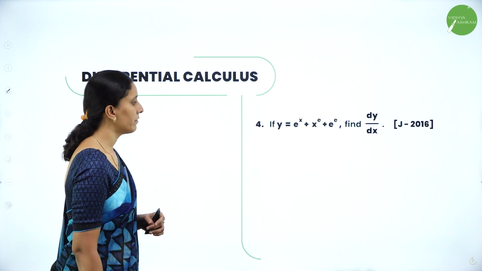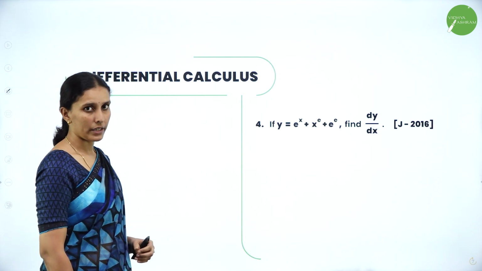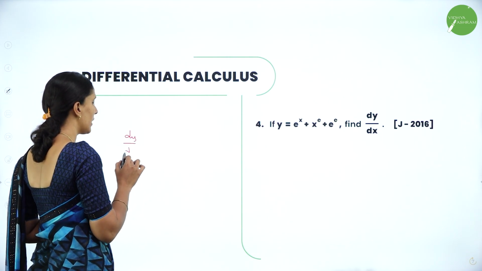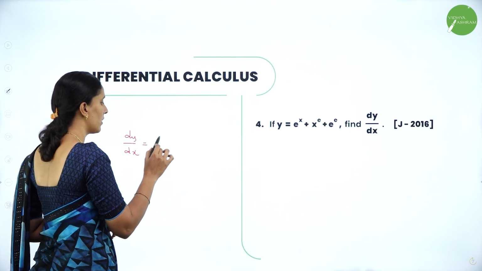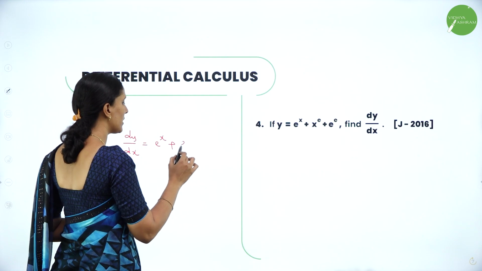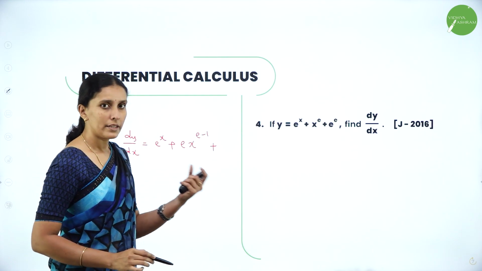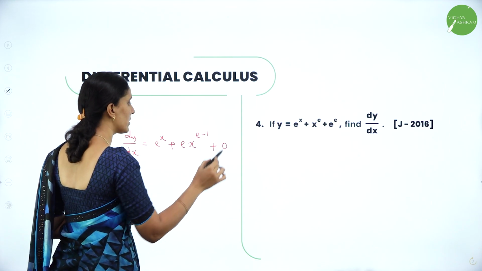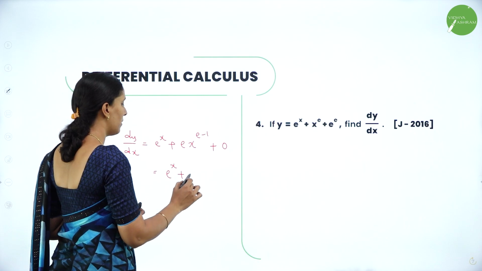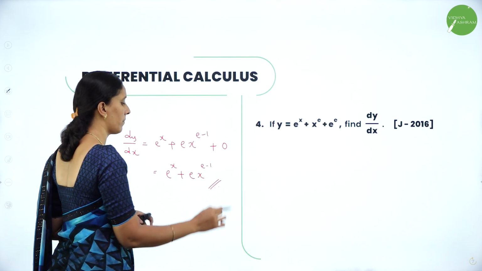Next, we have y is equal to e power x plus x power e plus e power e. The derivative of exponential function is e power x only, and derivative of x to the power e can be written as e into x to the power e minus 1. E power e is a constant term, so its derivative is 0. So therefore, e power x plus e x to the power e minus 1.